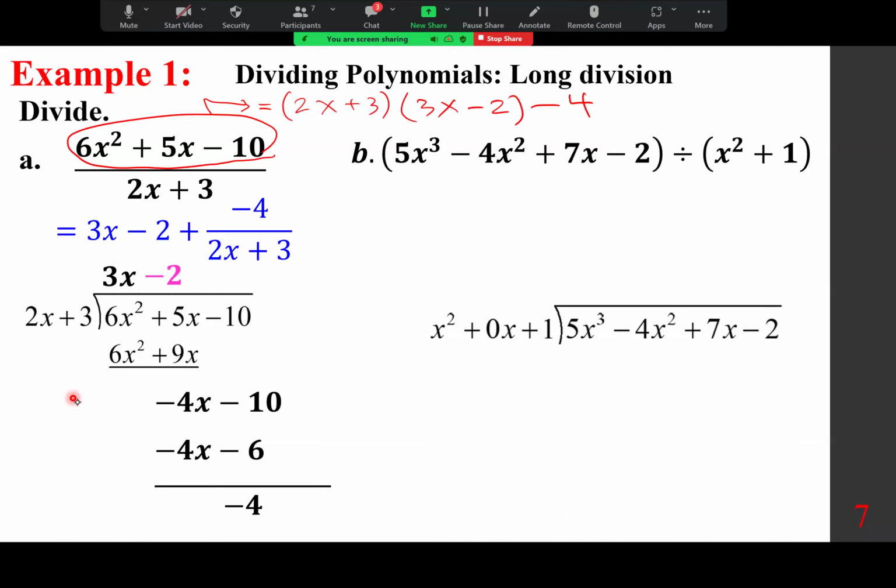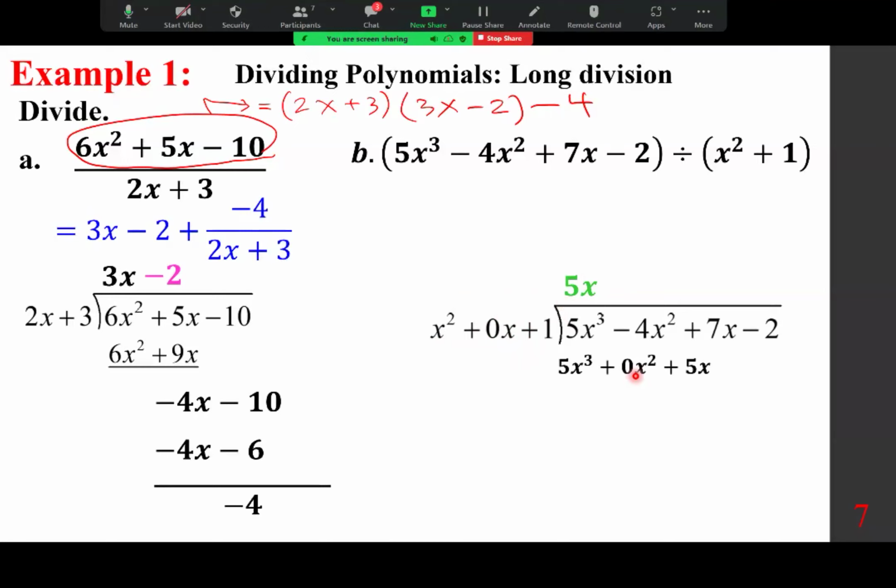Let's do this one. And again, we start with the first one, 5x cubed divided by x squared. We get 5x. We're going to multiply 5x by the divisor. And by the way, it's x squared plus 0x plus 1. In this case, if you don't put it, it's fine. If I multiply this, I get 5x cubed. If I multiply this, it is still 0x squared. And if I multiply this one, it is 5x.